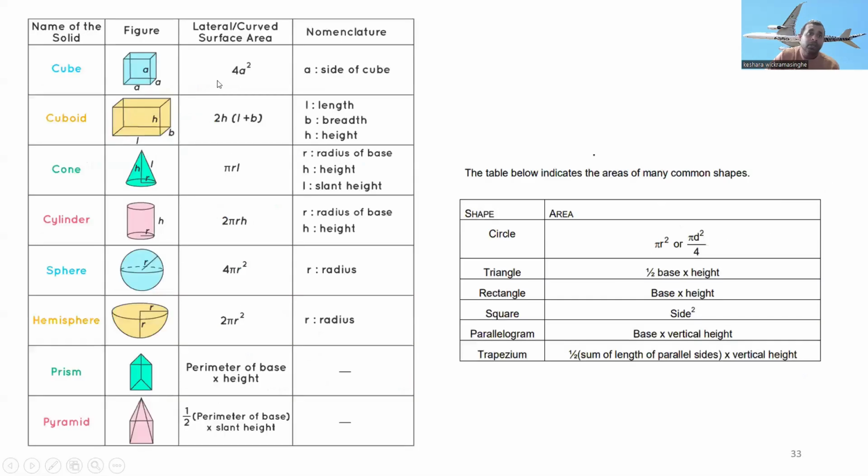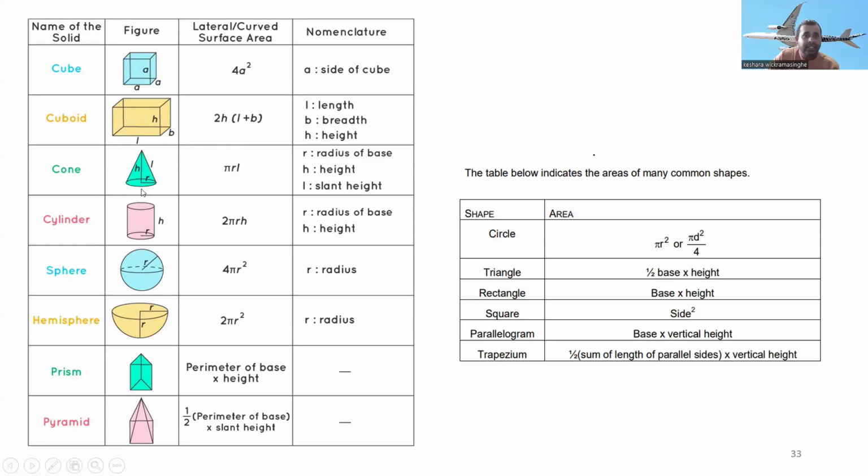Here you have some figures, some solids. How do we find their surface areas? The name of the first solid is a cube. Its lateral surface area is 4a squared, where a is the side of the cube. And here is the cuboid. We can calculate its lateral area as 2h into (L plus B), where L is the length, B is the breadth, and h is the height.